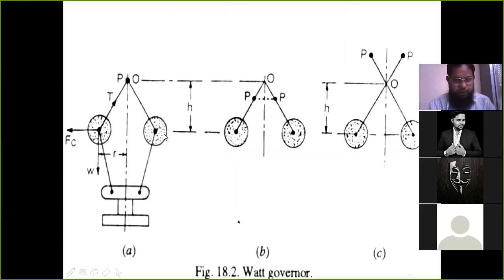You see, we just wrote that height of the governor is nothing but the vertical distance between the center of ball to the point where the links intersect with the spindle axis, where the links are pivoted. So the vertical distance between point P and the center of ball is governor height h.